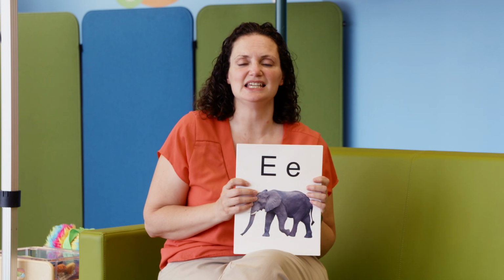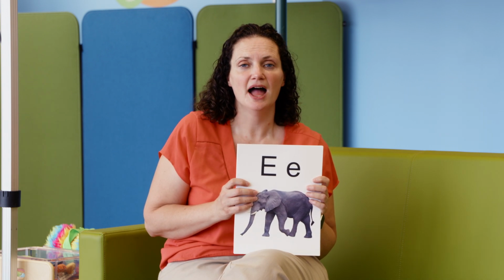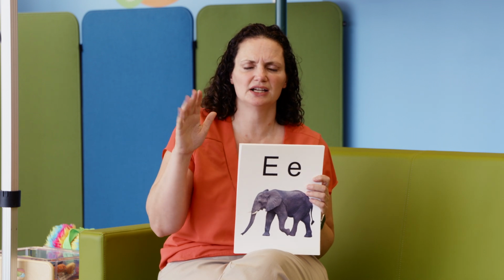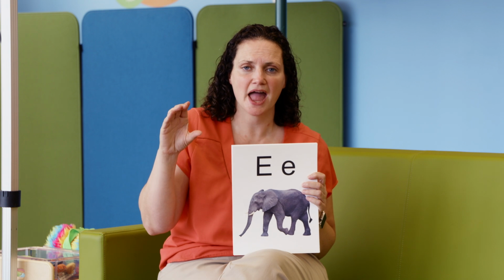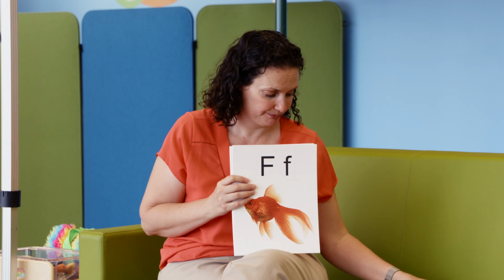The next sound is E, or eh, eh. It's a front sound. Your tongue is towards the front of your mouth, but your mouth is about halfway open. Eh, eh, like elephant.